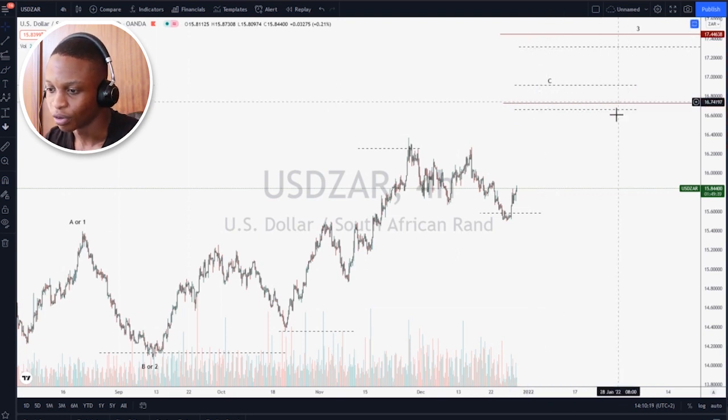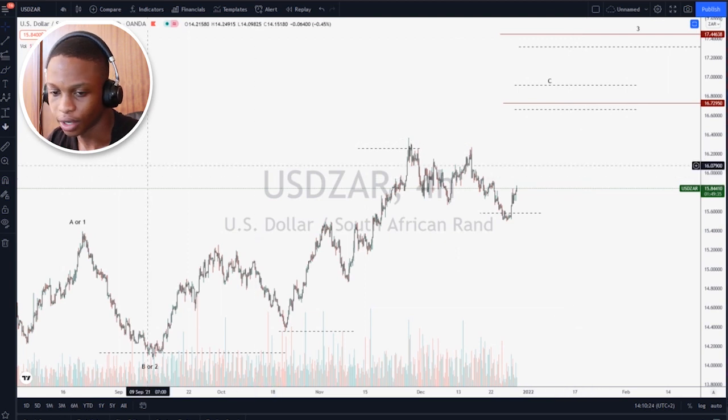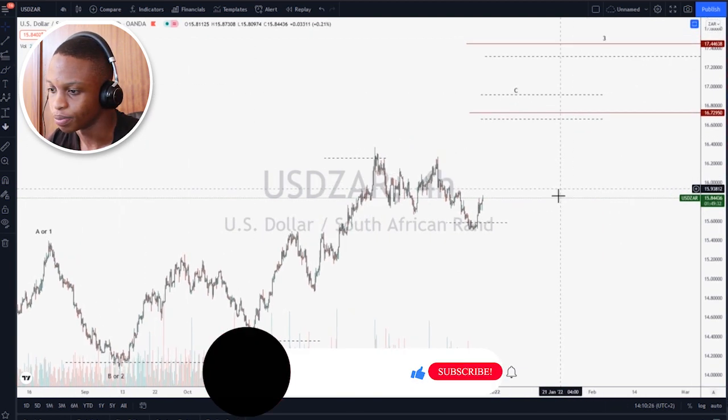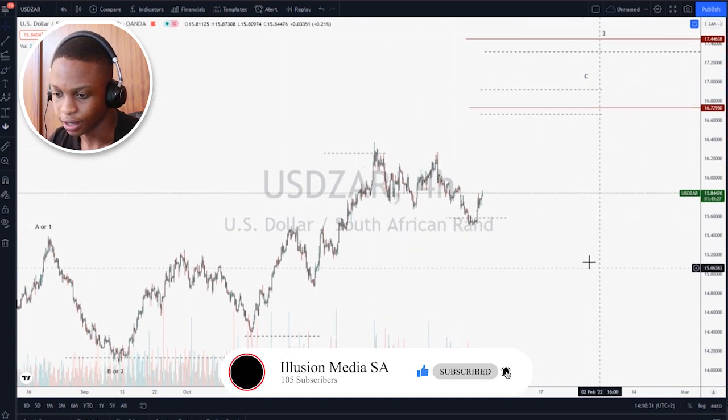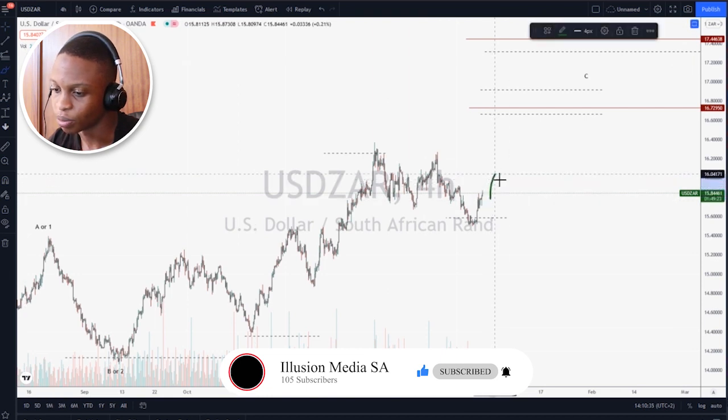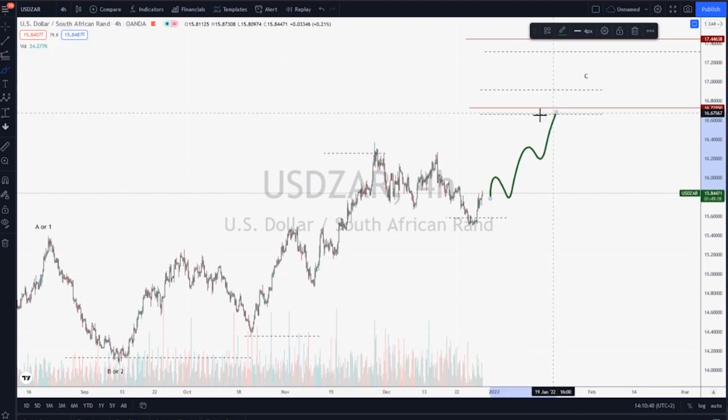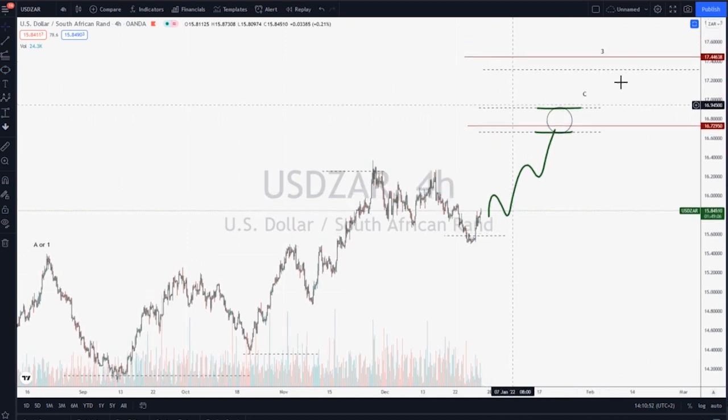Excuse me. Provides us with a wave 5 truncation. Right. So what I am expecting, or what the market is telling me should happen, is that we should experience a 5-wave move that provides us with a wave 5 that will end in between these two lines, maintaining the wave C structure instead of wave 3.